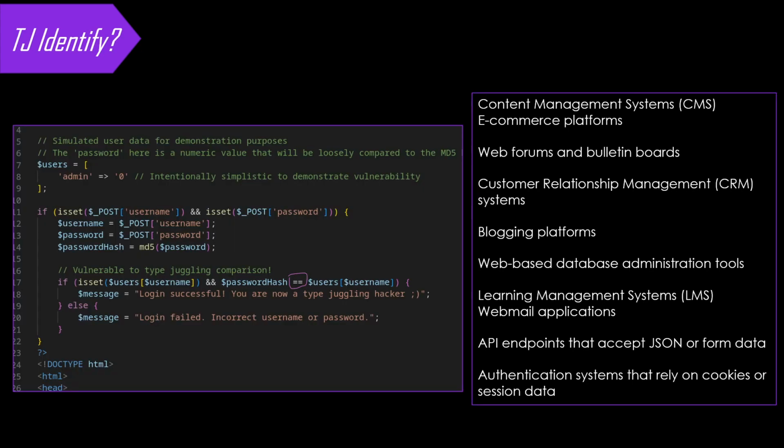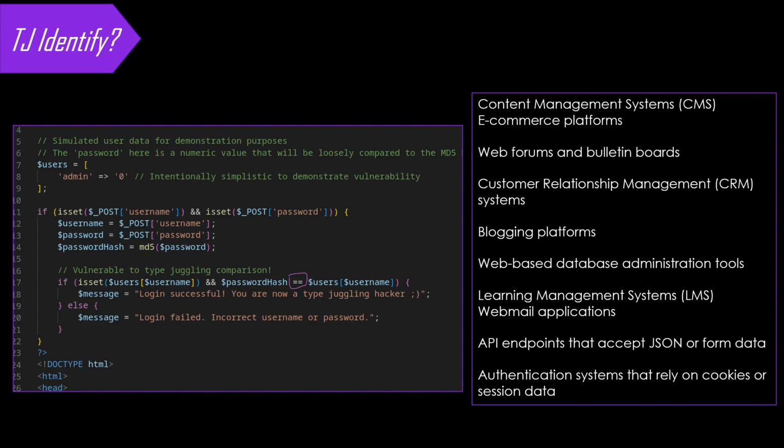So how do we identify type juggling? Let's take a look at the script to understand where it happens and how it can be identified. In the script, we have a simulated user data array where the password for admin is set to 0. This is a numeric value, which will be loosely compared to an MD5 hash of the password the user submits. This is where type juggling can occur.